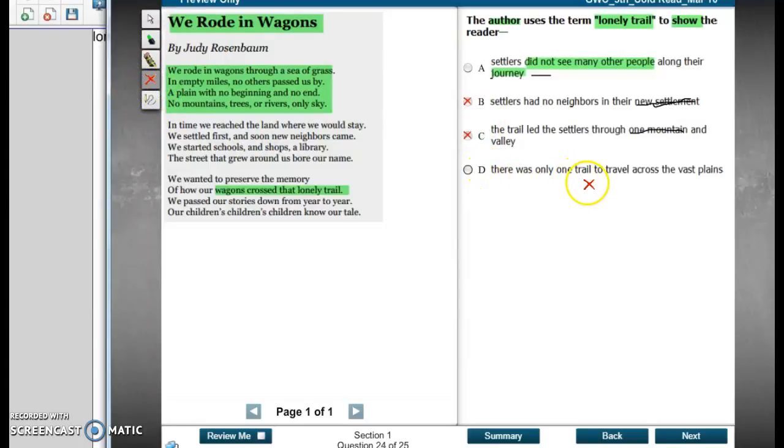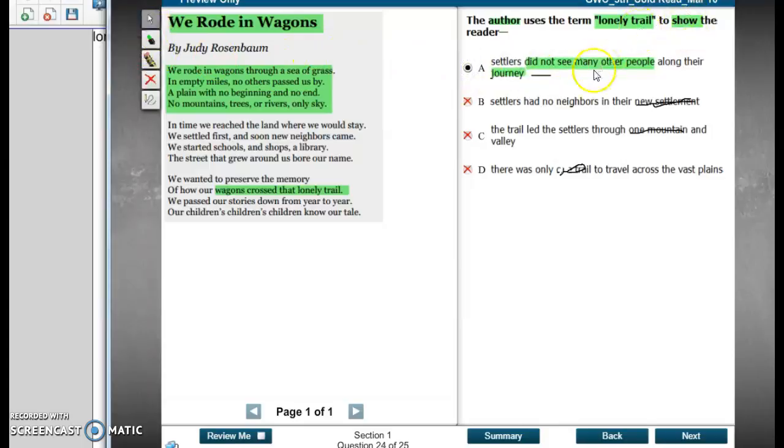D, there was only one trail to travel across the vast plains. Well, out of context, that might actually kind of work because it's one trail. That could be a lonely trail. But this is acting like there was only one trail to travel across the vast plains. That is not true. We're learning in history class about westward expansion. We know about several trails that they used. Think about it. If you go hiking, there's not just one trail to choose from in all of the mountains. There were lots of trails in these plains. So D is incorrect. So the correct answer is A.